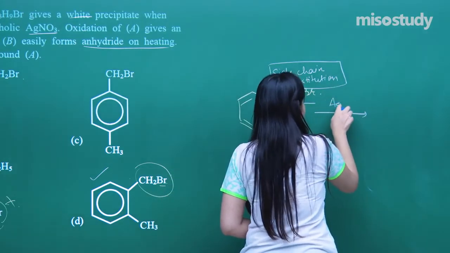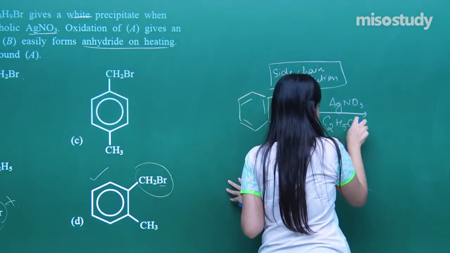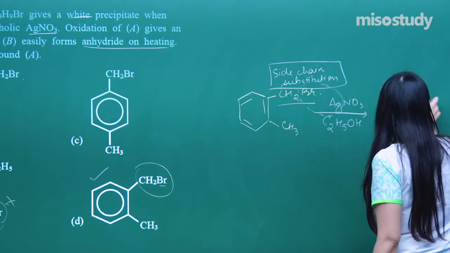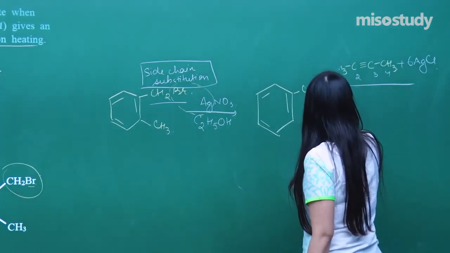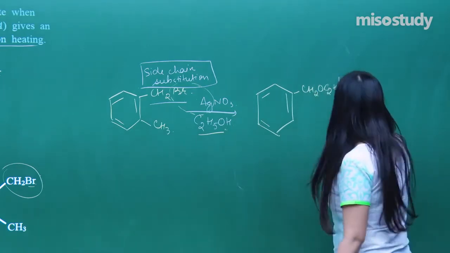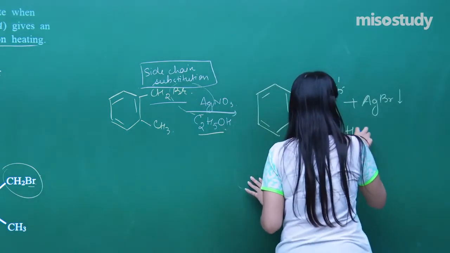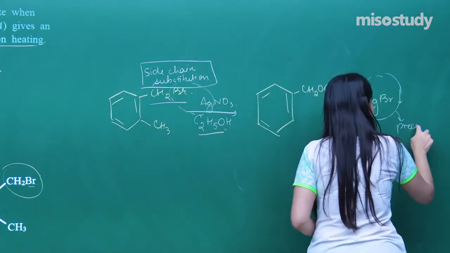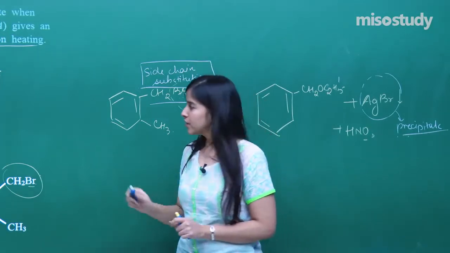What do we get? AgNO3 in the presence of alcoholic AgNO3, that means alcohol I have taken, C2H5OH. What do we get as an answer? We get AgBr as the light yellow precipitate. CH2OR, or I can say OC2H5. If you look here, this group gets attached onto the CH2, and along with it we get AgBr as precipitate. So that is the reaction over here, and also we get HNO3 in the reaction mixture. So this is the precipitate that we get. And this reaction always happens in the side chain substitution and not directly attached group. So I hope that is very well clear to you.